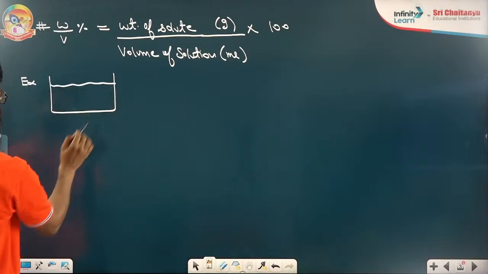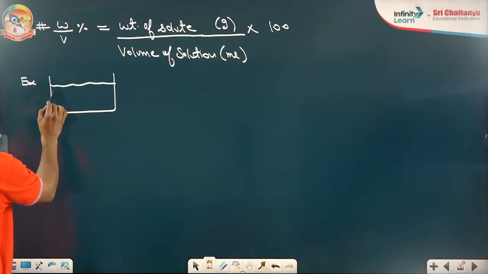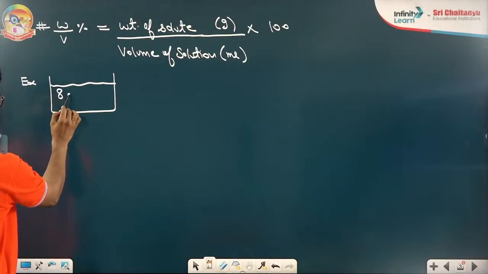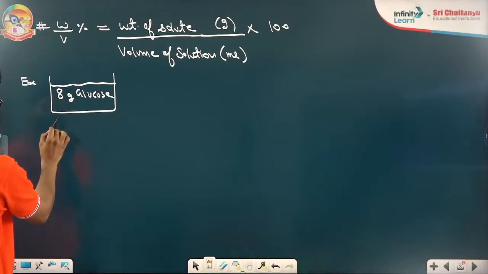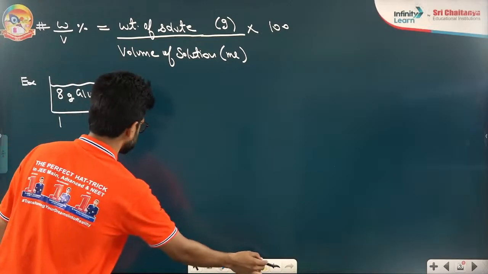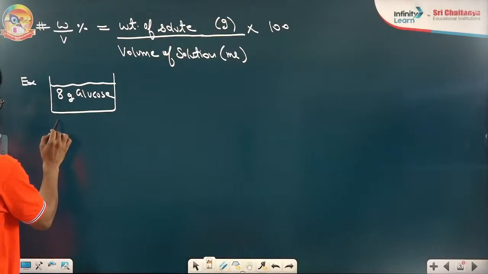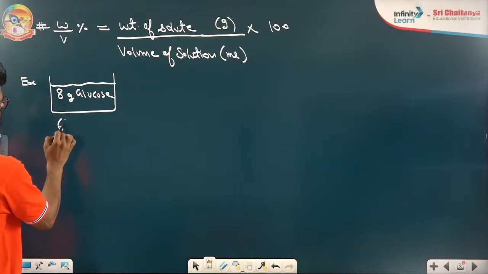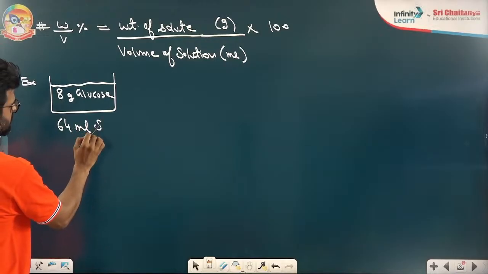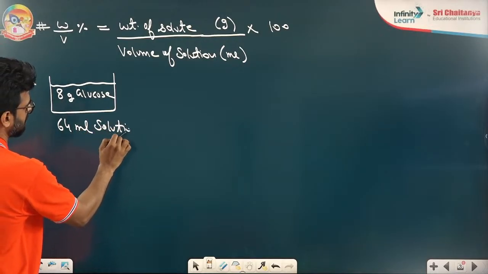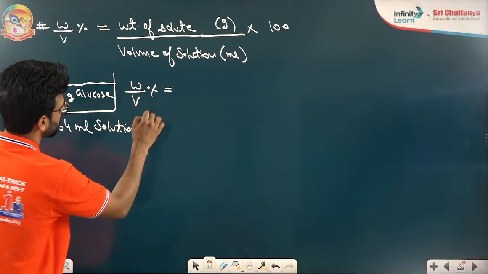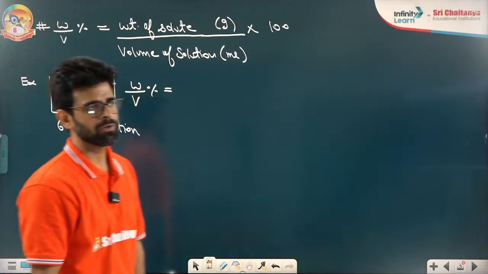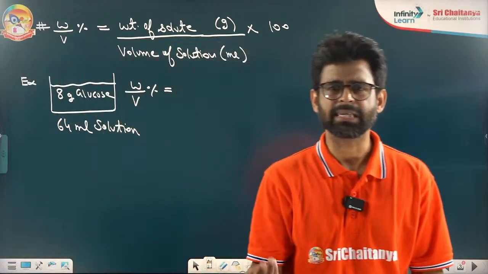One small example. Look at this again. It's a solution, and imagine it has 8 gram glucose. Here 8 gram glucose is present, and imagine we have 64 ml of solution. 64 ml solution. I am giving you simple data so that you can solve it easily. Otherwise, decimal points will come. It's weight by volume now. Data can be anything, right?